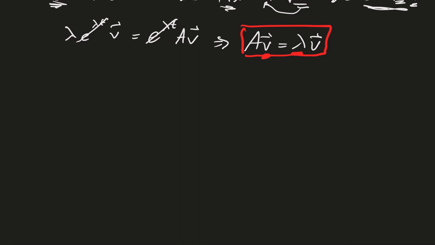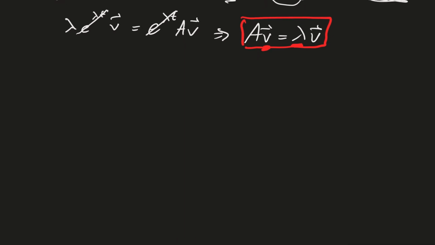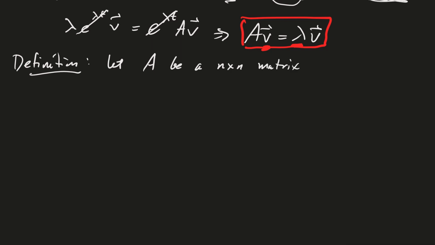So let's go ahead and define that. Definition. In fact, A could be any square matrix. Let A be an n by n matrix. We're going to only work with 2 by 2s, but that's fine. We could just define it for n by n.